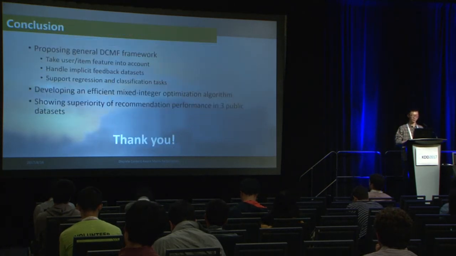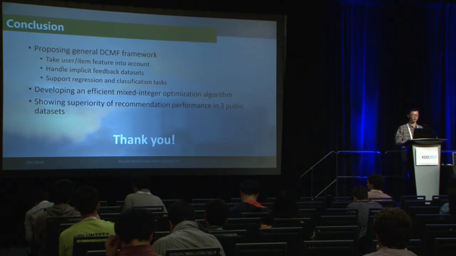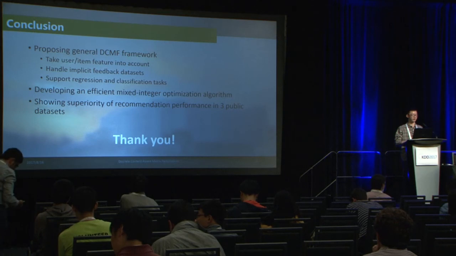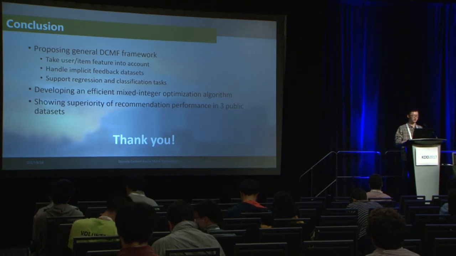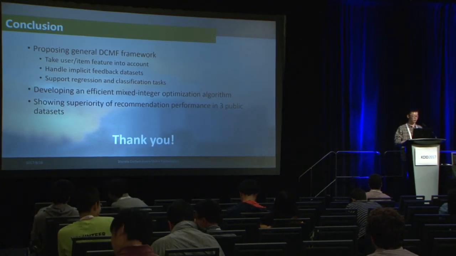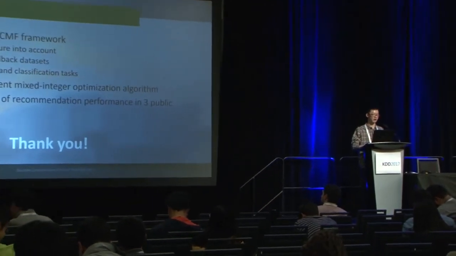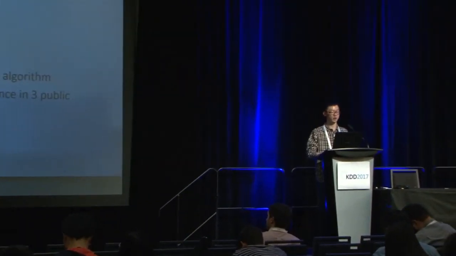To sum up, in this work, we propose a new framework called DCMF to hash users and items, and incorporate content information and implicit feedback into a single framework, supporting both regression and classification tasks. We also develop an efficient mixed integer optimization algorithm and show superior recommendation performance on 3 public datasets.